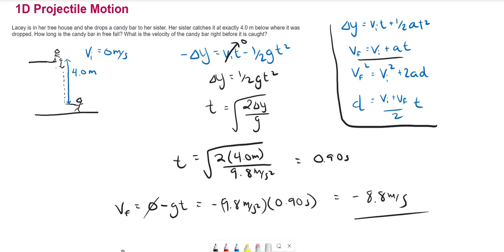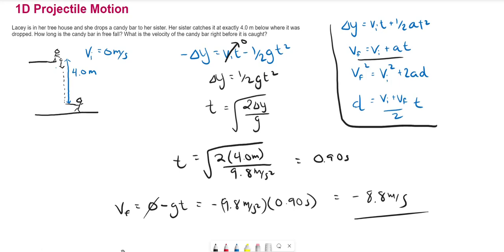So this is negative, and that's okay. That's because it's falling downward. It's falling in the negative y direction, so we have a negative velocity. You can have negative velocity. You cannot have negative time in these problems. So our answers look good, and those are our 2 examples of 1D projectile motion.